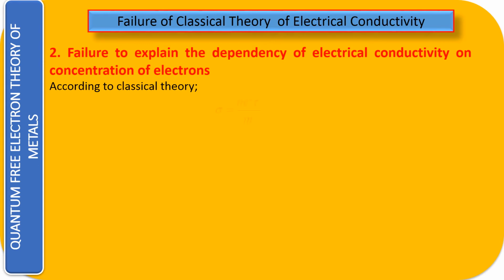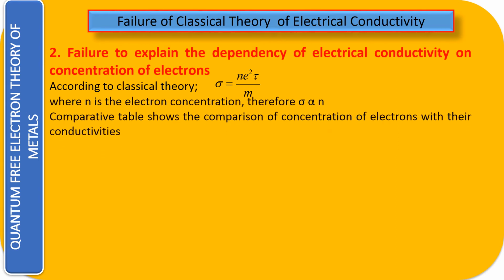So according to classical theory, sigma is equal to n e squared tau by m, where n is the number of electrons per unit volume, right? Now in different types of materials, we have different numbers of electrons per unit volume. So let us see some table and then compare. So where n is the electron concentration, sigma is directly proportional to n. So the more the number of electrons per unit volume, the more will be the conductivity. The comparative table shows the comparison of the concentration of electrons with their conductivity.